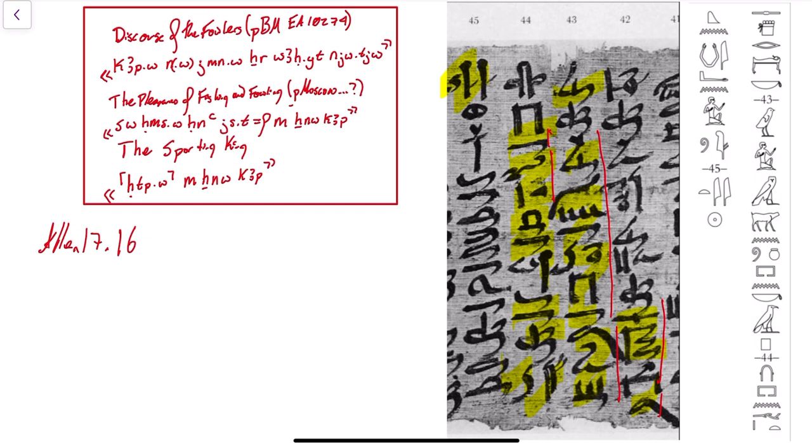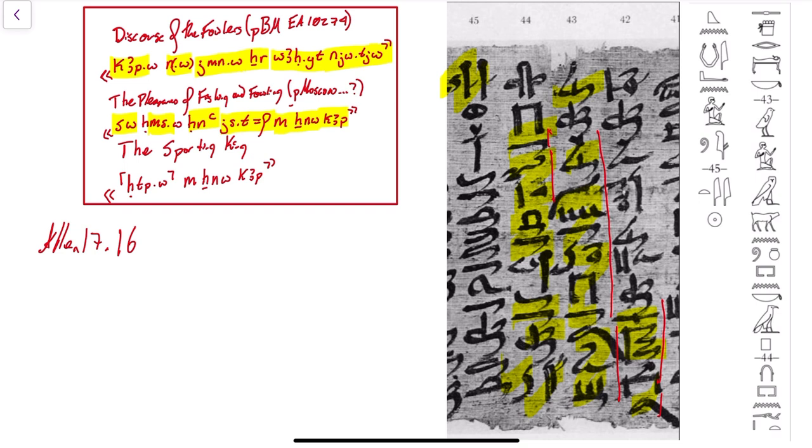So starting out with the discourse of the fowlers, we have: the shelters of the hidden ones are under or within, something like that, the grain of the city of the citizens. The second example is from the pleasures of fishing and fowling, where we have: he sits with his crew within the shelter.